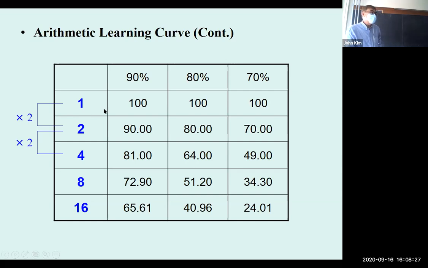We can denote the learning percentage as B, letter B as in boy. When the unit is doubled, the time is multiplied by B. Here, if the learning percentage is 90%, B equals 0.9; for 80%, B is 0.8; for 70%, 0.7. So when the unit is doubled, we simply multiply by B, 0.9.